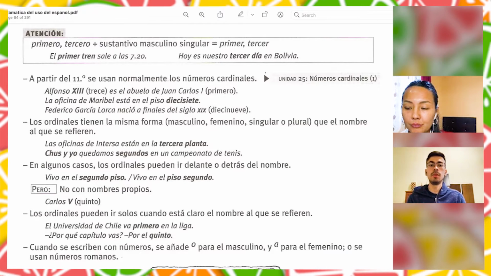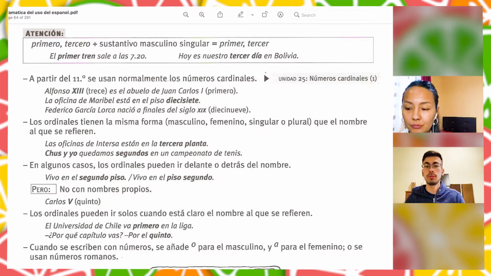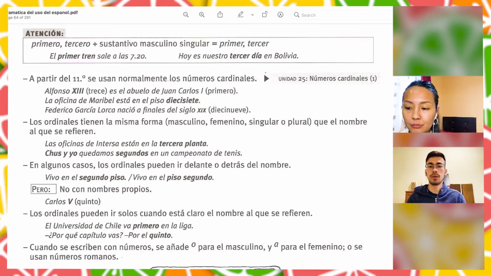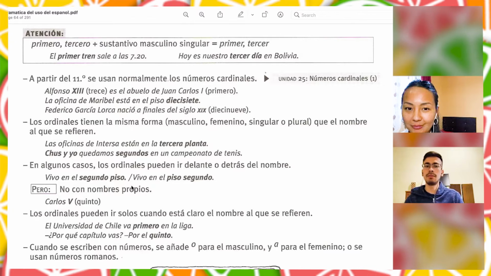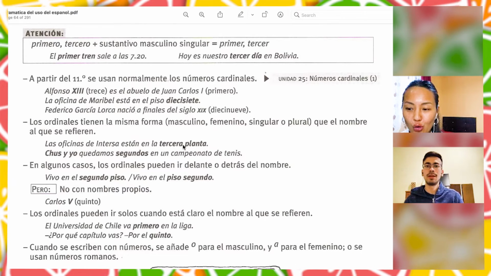For example, vivo en el segundo piso. I live in the second floor. Sorry, what's the difference between piso and planta? Piso and planta, it's the same. Are you sure? Yes.